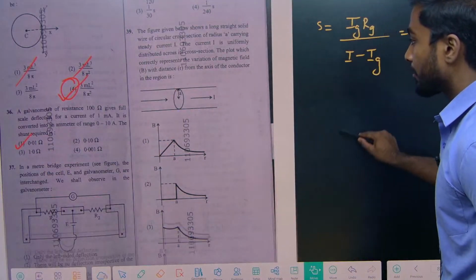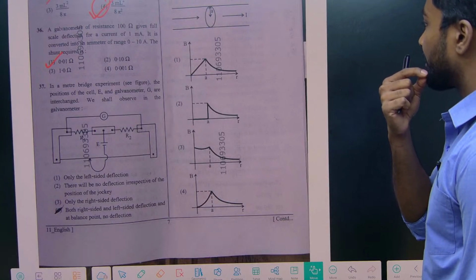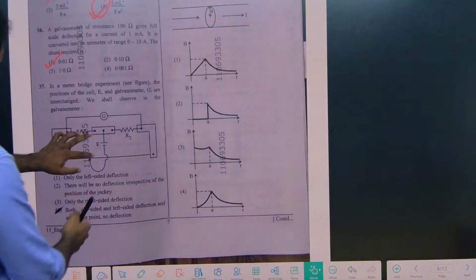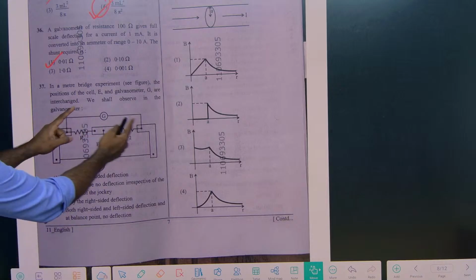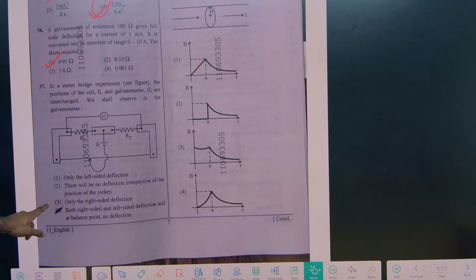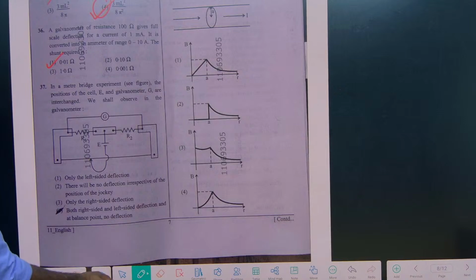So 37th question: in a meter bridge experiment the positions of the cell E and the galvanometer G are interchanged. We shall observe the galvanometer: only left side deflection, no deflection irrespective of the position of the jockey, only right side deflection, or both left side and right side deflection and balance at a point. So obviously, when these two are interchanged, both right side and left side deflections balance. Okay.